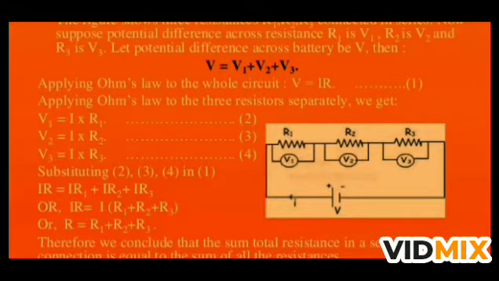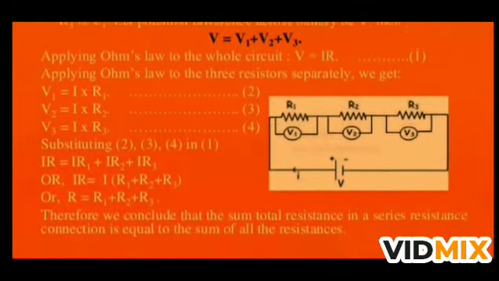And if you add the total and place the values, IR is equal to IR1 plus IR2 plus IR3, or you can take I common. So IR is equal to I times R1 plus R2 plus R3, and if you cancel out the I, you get the value R is equal to R1 plus R2 plus R3.